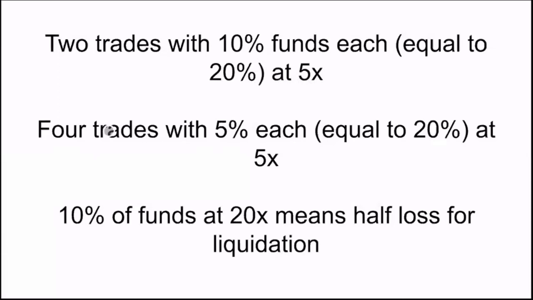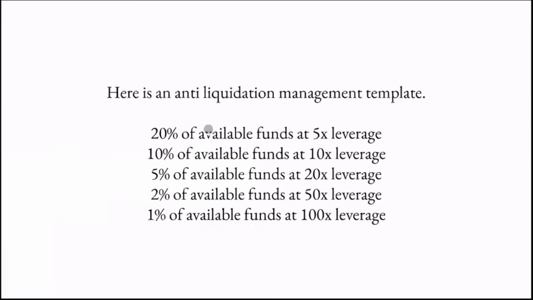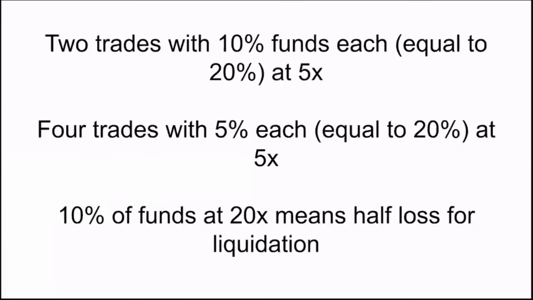Or, using the same guidelines, you can use four trades with 5% of your available capital each, which is equal to 20% at 5x, keeping the same guidelines right here: 20% at 5x.